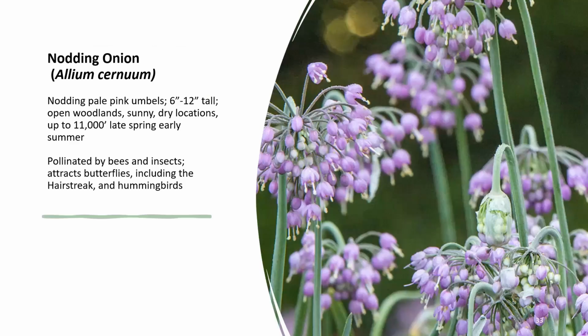So Allium cernuum, the nodding onion, this has pale pink umbels. It's 6 to 12 inches tall, grows in open woodlands and sunny, dry locations up to 11,000 feet in elevation. That is something that people ask us fairly often. If you live in a high elevation, what grows up there? So we have tried to indicate that in the booklets as well as this pollinator sheet. And it's pollinated by bees and insects, which attracts butterflies, including the hairstreak butterfly, as well as hummingbirds.